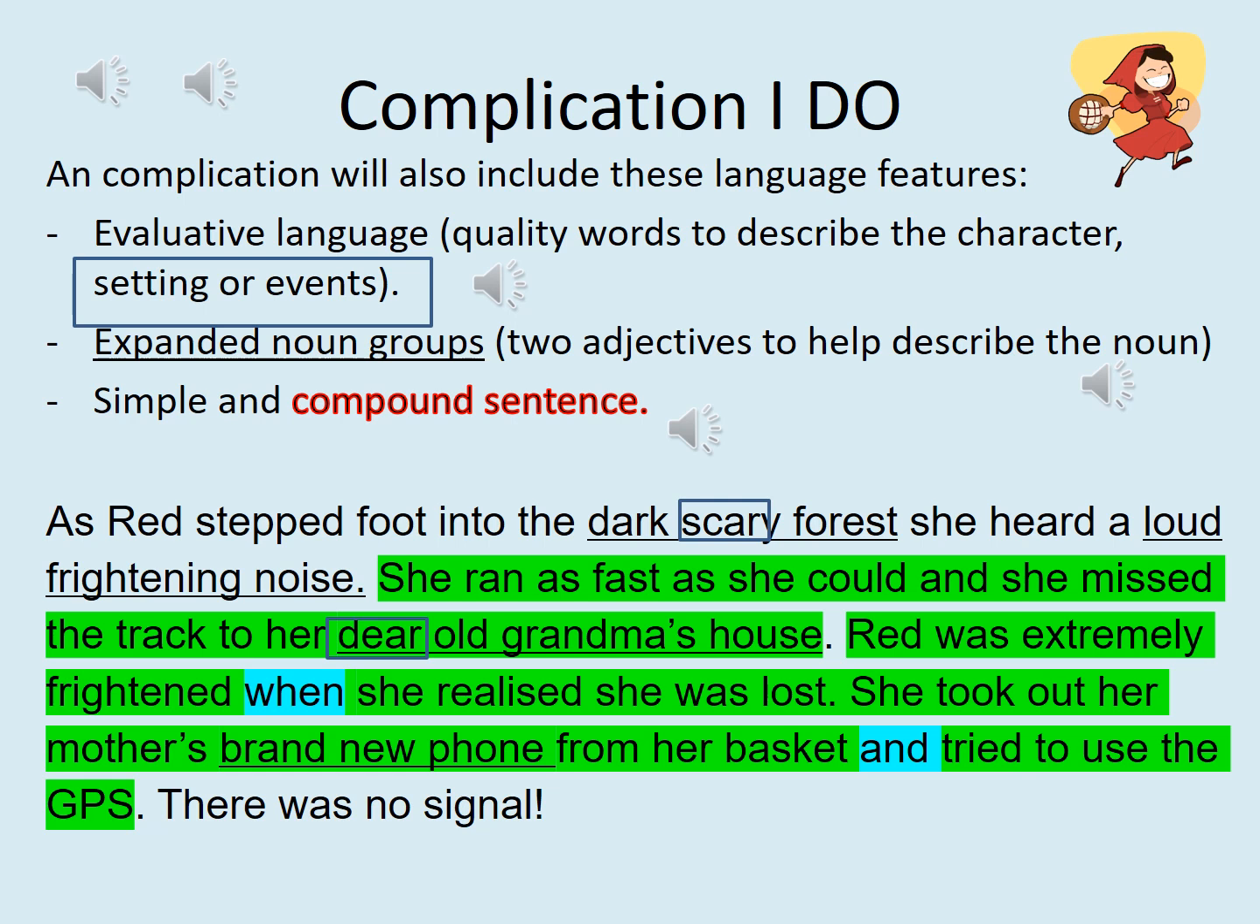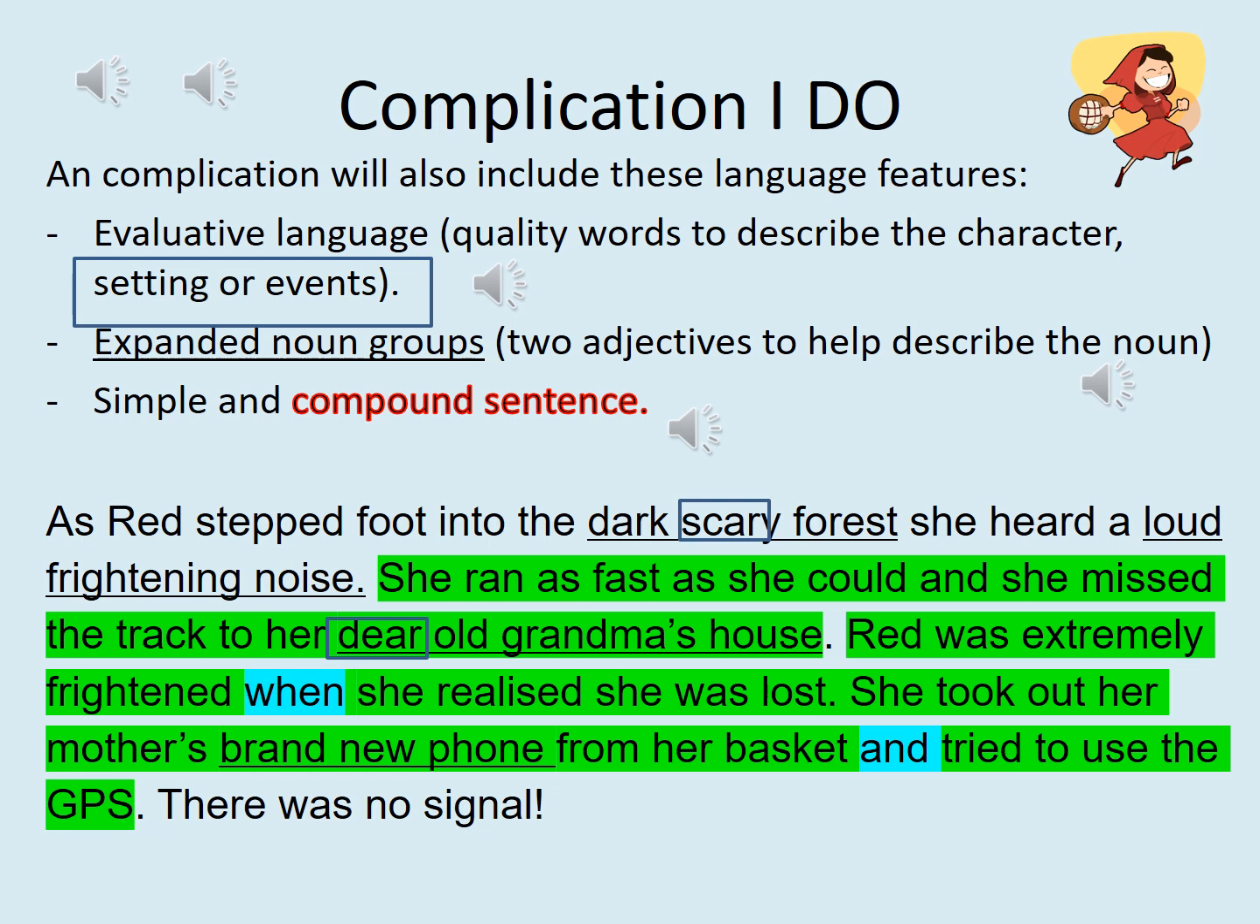Now we'll look at simple and compound sentences. A simple sentence has one idea, whereas a compound sentence has two ideas joined together with a conjunction. Can you find the two simple sentences? The first one is, as Red stepped foot into the dark, scary forest, she heard a loud, frightening noise. My other simple sentence is right at the end, and it says there was no signal.